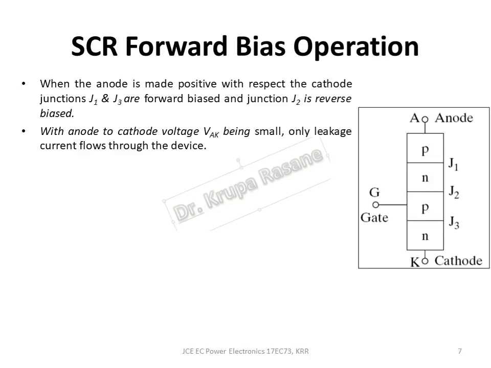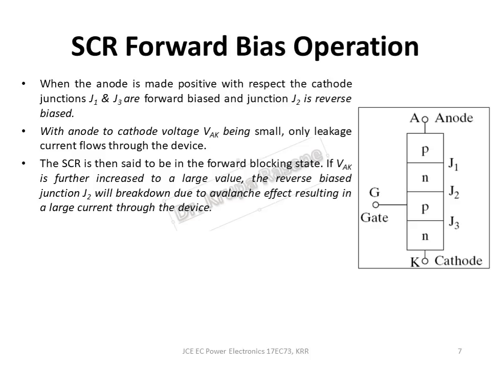When the anode to cathode voltage is small, only leakage current will flow through the device. Though J1 and J3 are forward biased, J2 is reverse biased, and whatever flows is the reverse leakage current through the device. The SCR is then said to be in the forward blocking state.